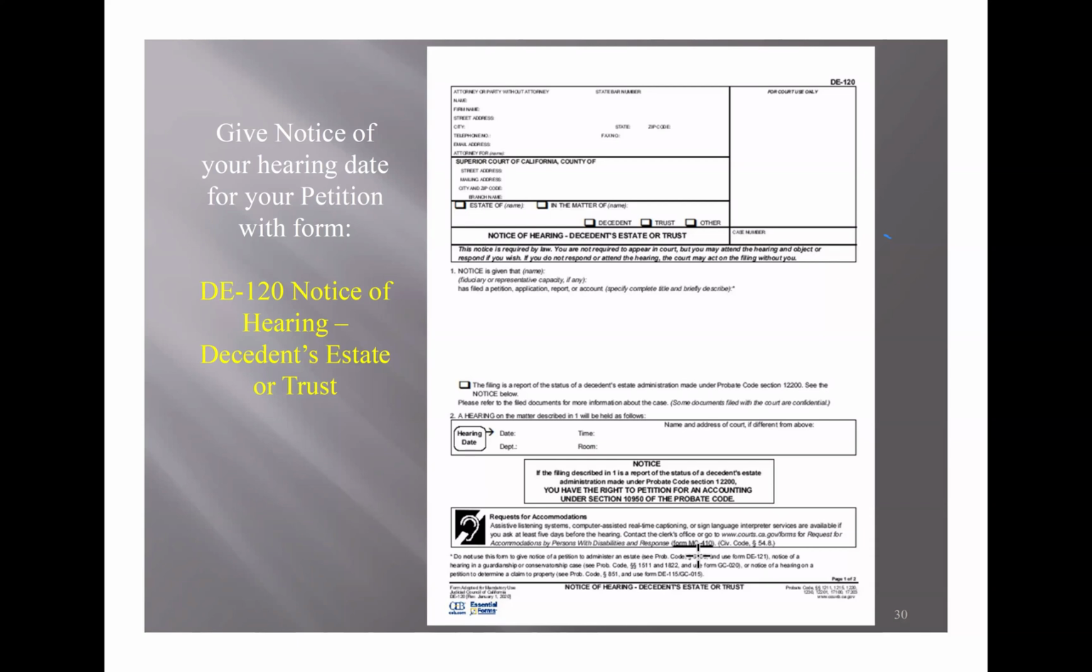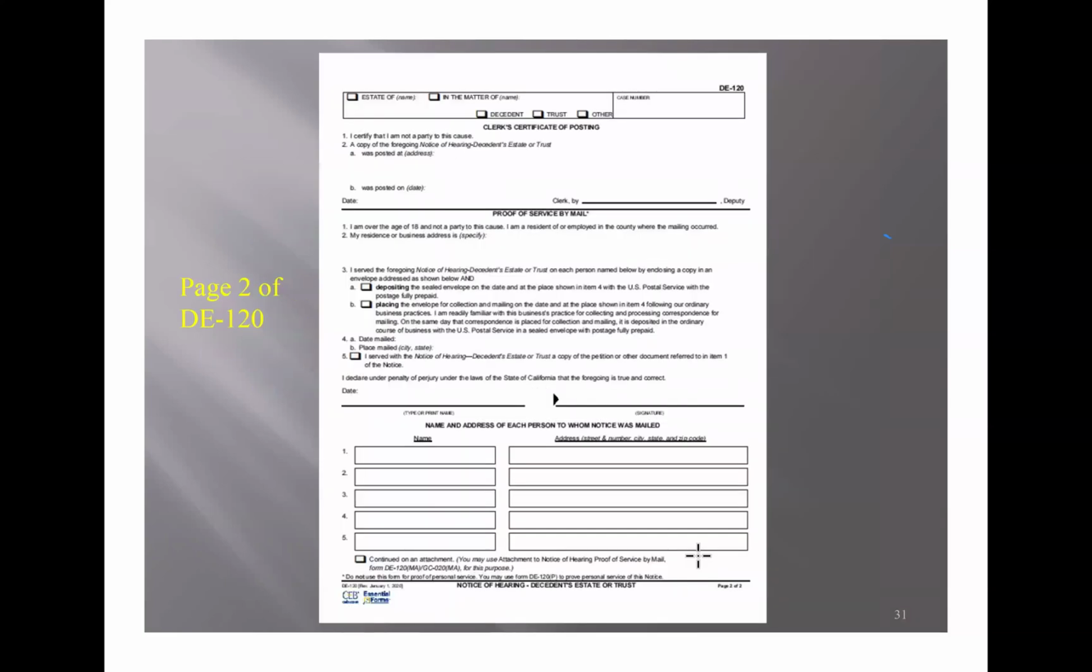And then on the second page or the back side, you leave blank the clerk's certificate, and you leave blank for now the proof of service by mail in the middle, but you could go ahead and fill in all the names and addresses, and of course you will need an attachment if there are very many that were identified in your attachment 14.